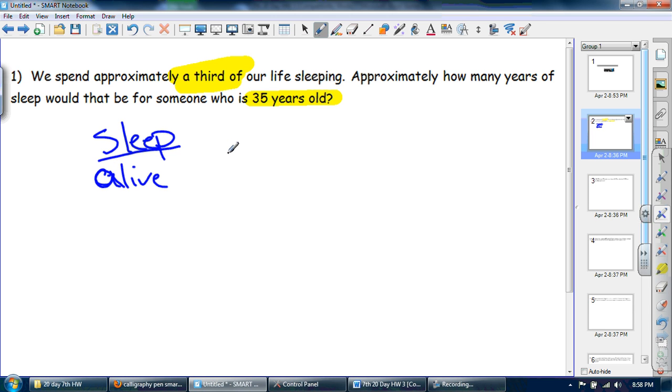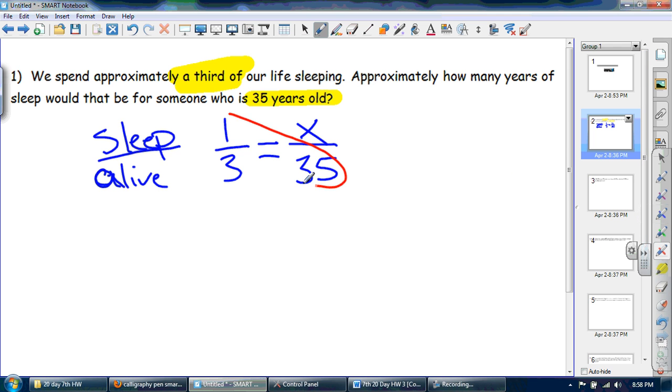Okay, so if it's 1/3, we spend one part of our life sleeping, and the thirds represents our whole life, so that gives us our 1/3 there. 35 years is time alive, and we're looking for time spent asleep. Once you have the proportion, we can cross multiply. So 1 times 35 is just 35. We divide that by the number we didn't multiply, which would be 3. And then it's just a matter of dividing 35 by 3.